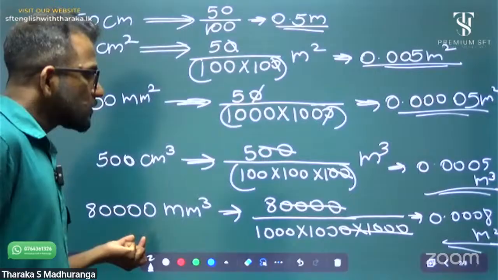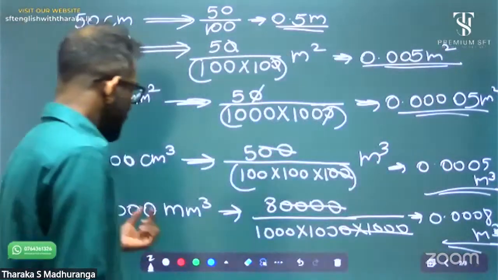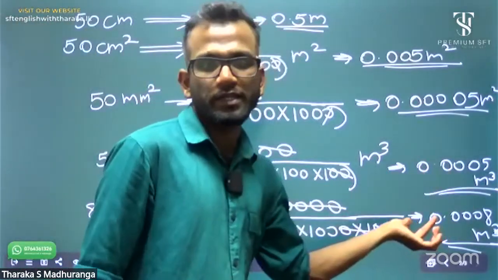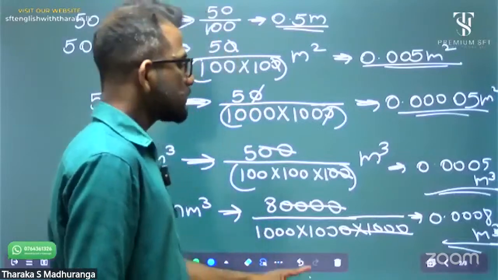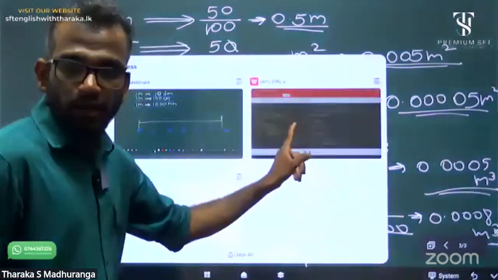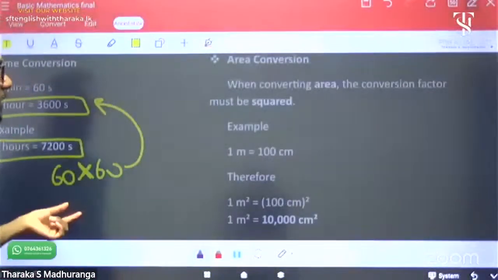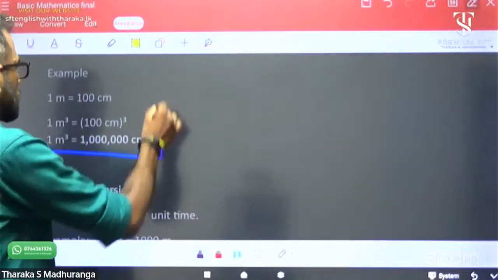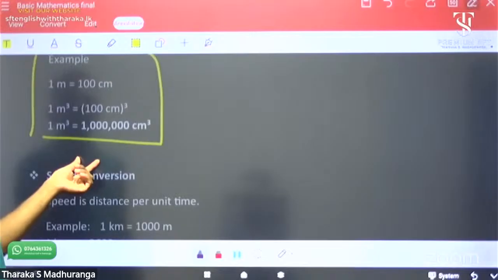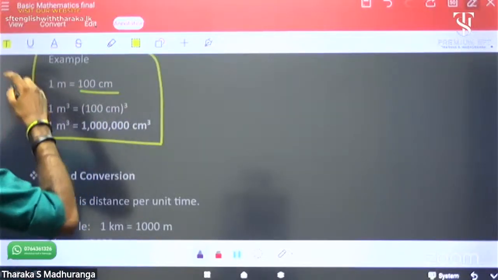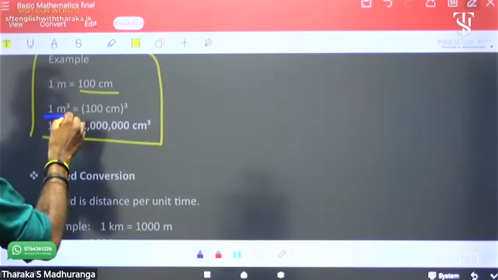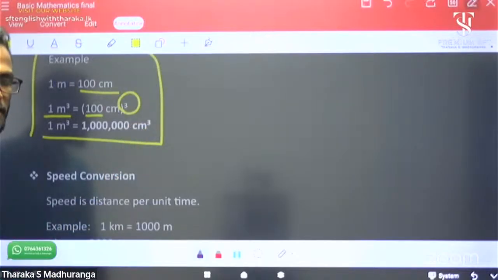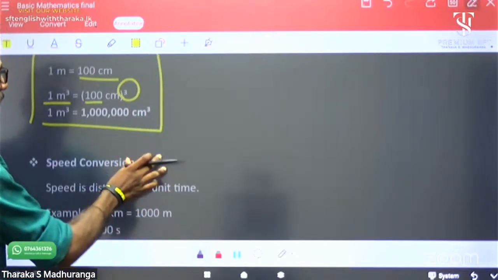80,000, sorry, cubic meter. 80,000 cubic millimeter equal to 0.0008 cubic meter. Okay, you can practice more. There is a lot more you can refer to. This is the volume conversion already discussed. Per 1 meter equal to 100 centimeter. 1 cubic meter equal to 100 into 3 times. That's why dividing by 3 times.